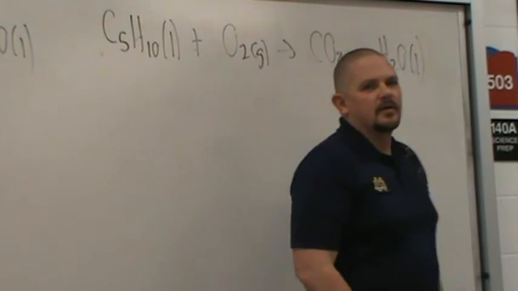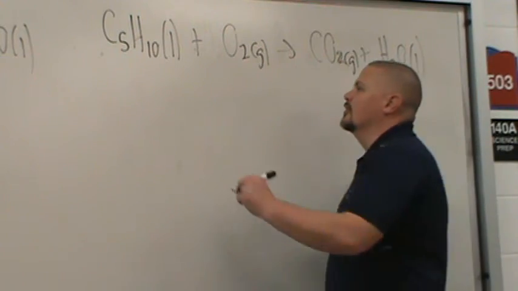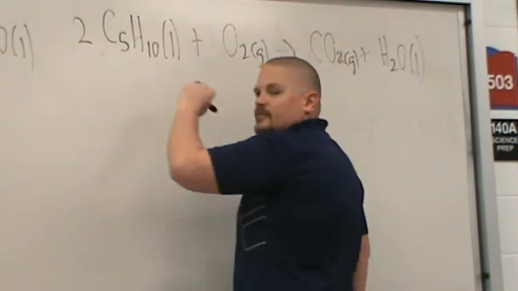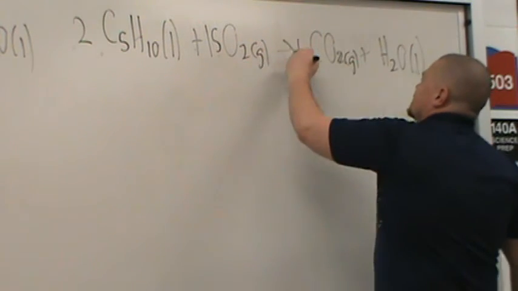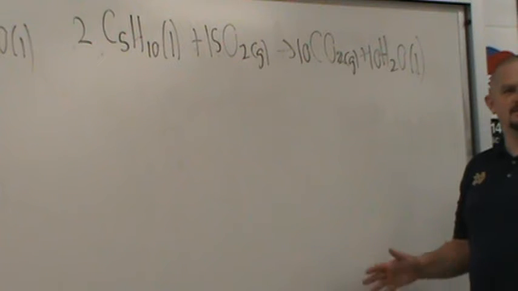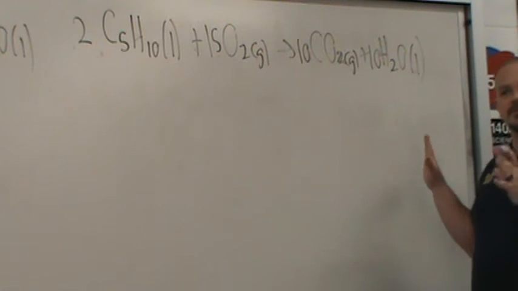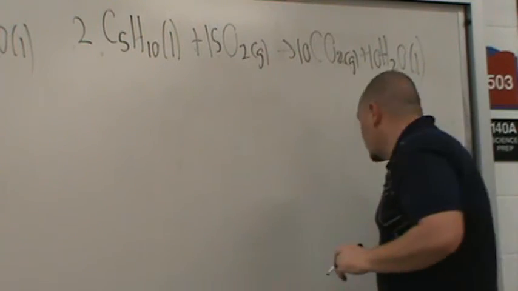All right, let's see if we came up with these coefficients. Did we come up with 2? Probably. 15, according to my calculations. 10? Yep. And 10? Most likely. Does anybody need to see how I came up with 2, 15, 10, 10? Yes. Okay. No.